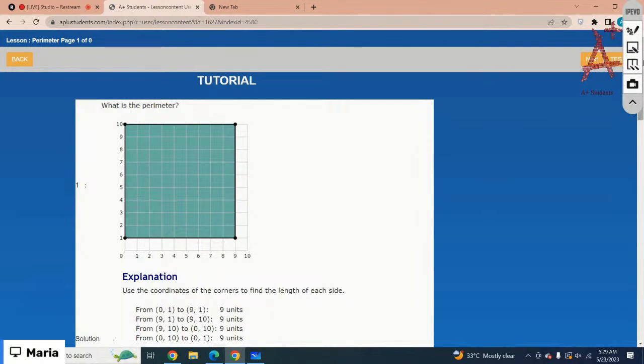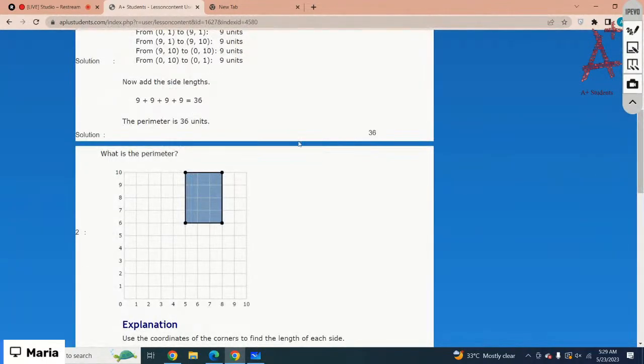So you just have to calculate all the side lengths. So all the side lengths are 9. So whenever you're going to calculate the parameter, you have to add up all the side lengths. So just add 9 plus 9 plus 9 plus 9. So that would be 36. Got it?